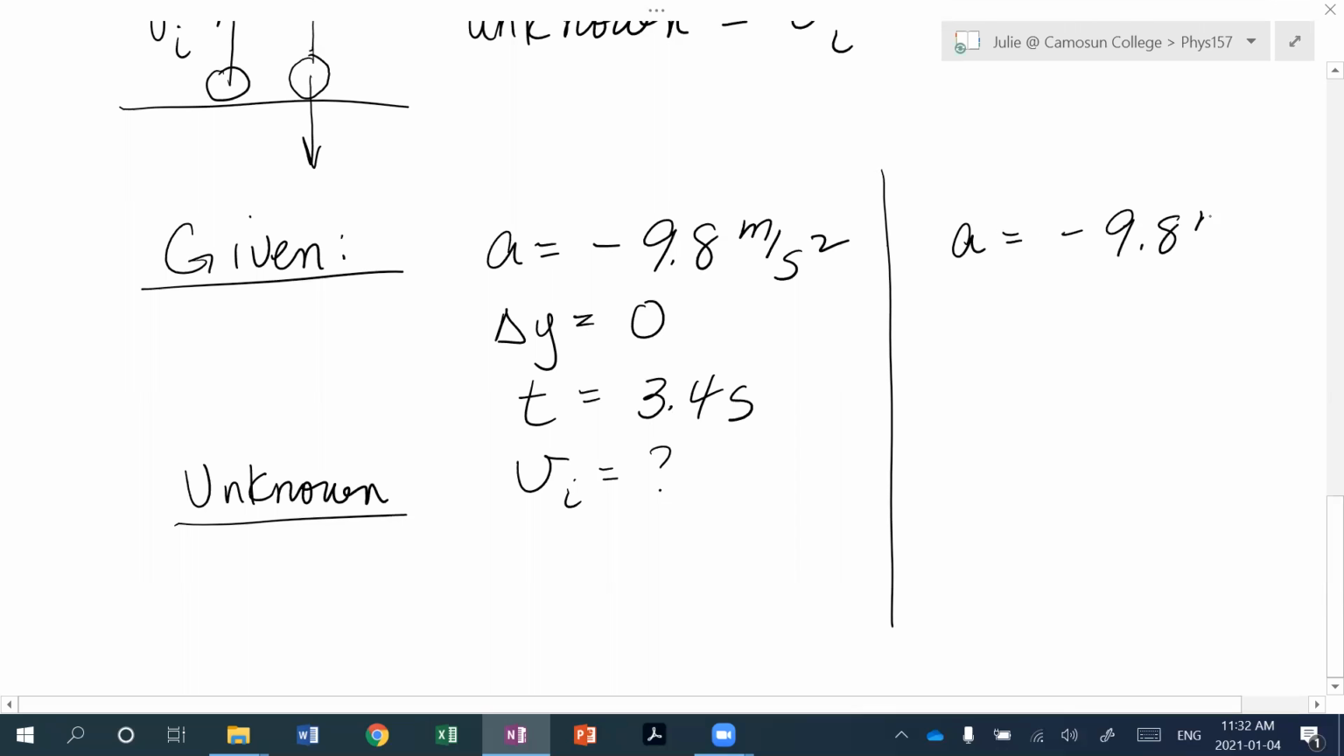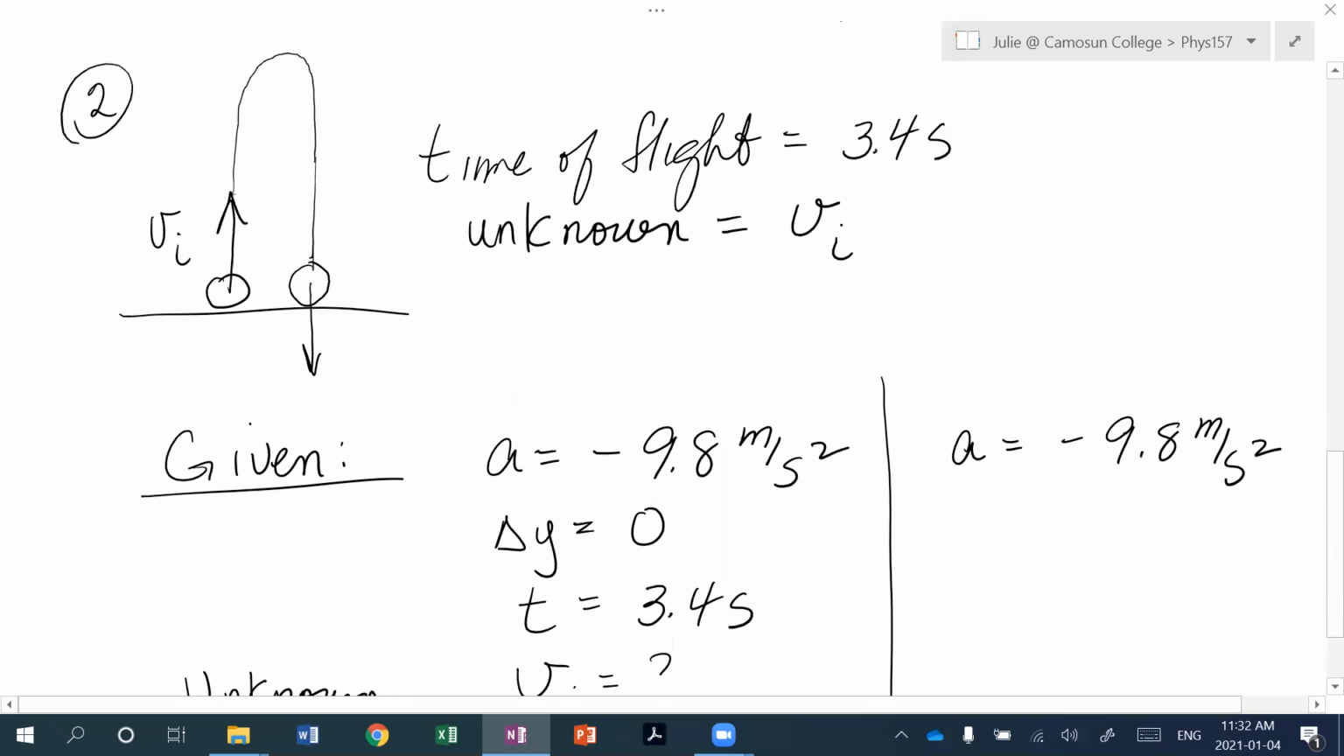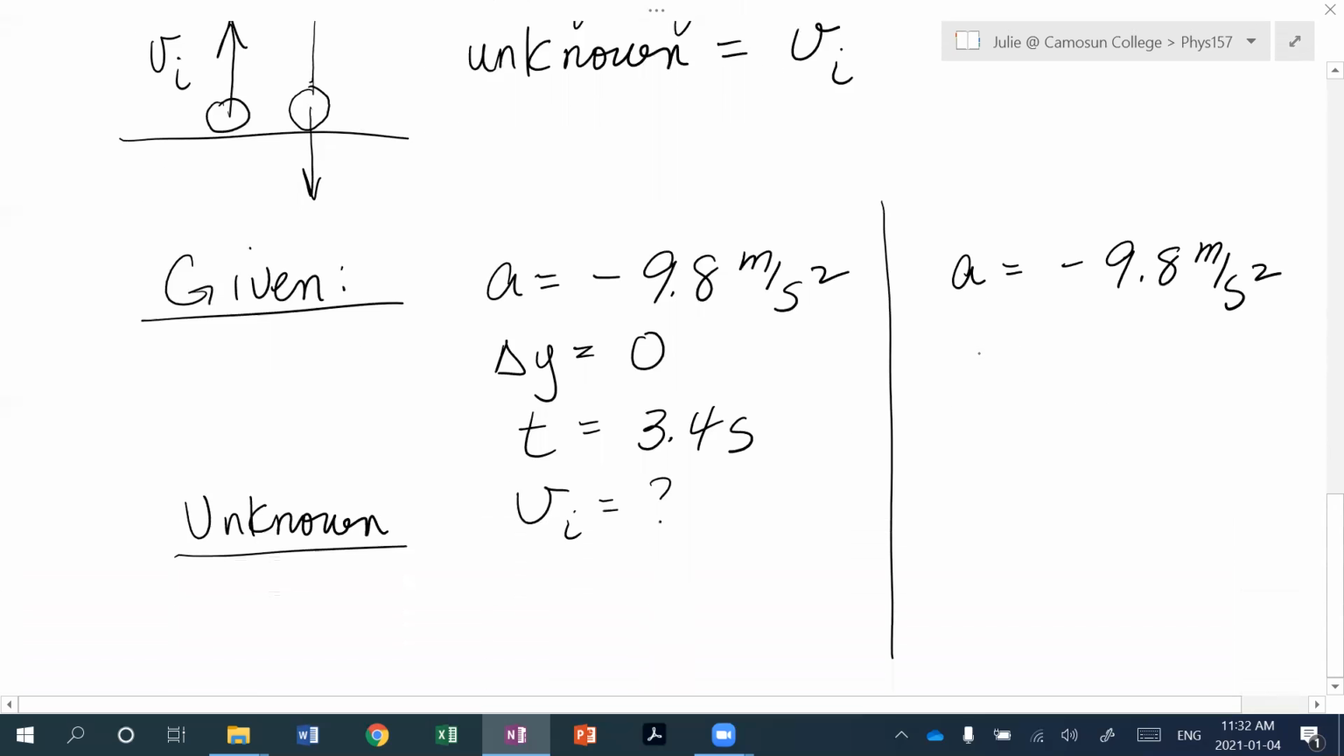A is negative 9.8, always, always, always. But there's something else that we know here as well. We know that at the top of the flight here, VF is 0, if we just use the going up part as our trip. So if we're going to use that VF equals 0 at the top, we have to use the time just to go up to the top because these numbers all have to correspond to the same location in space.